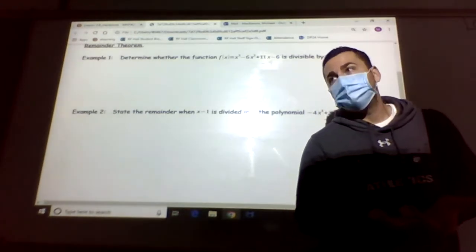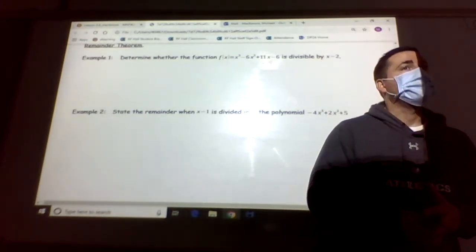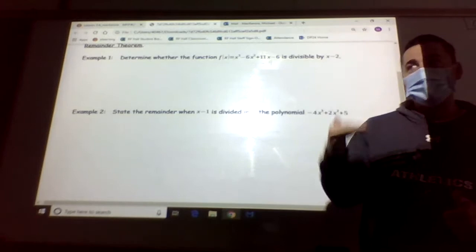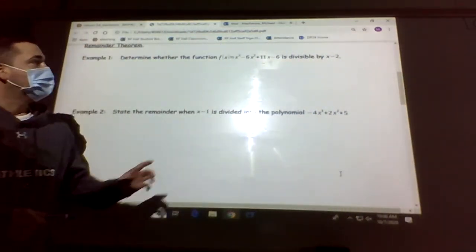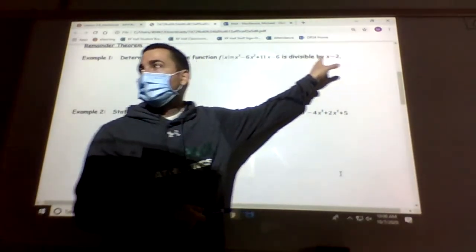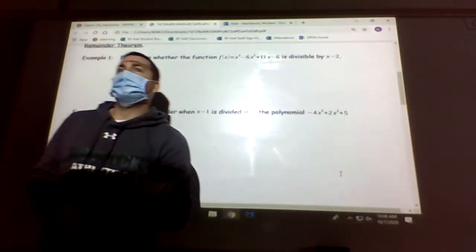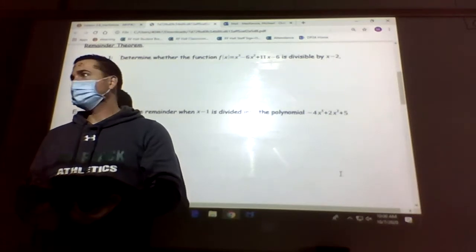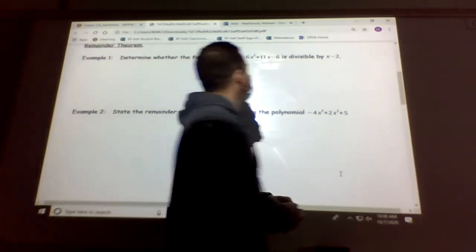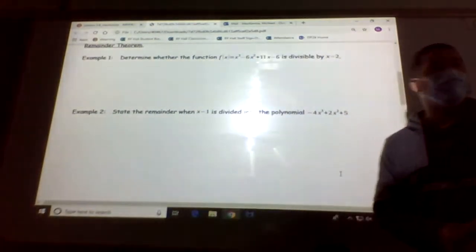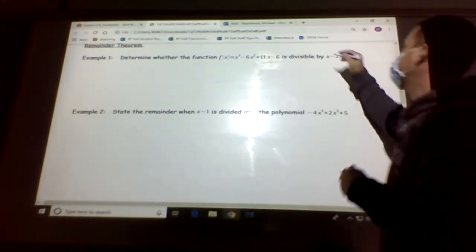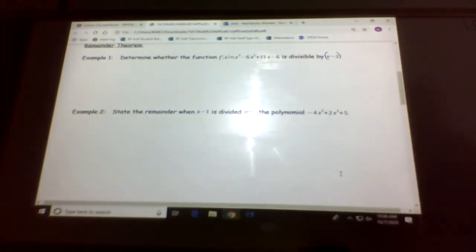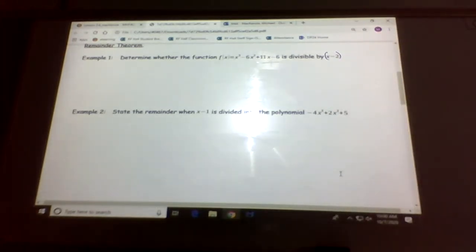There's a shorter way to figure that out, without doing all the long division or the synthetic division. The shorter way is I could just plug this number into the equation. If it gives me an answer of 0, then it is a factor. So that's what the remainder theorem is. If I take this number, the opposite though, imagine this was in brackets, and put that number into the equation, if it equals 0, then it's a factor.